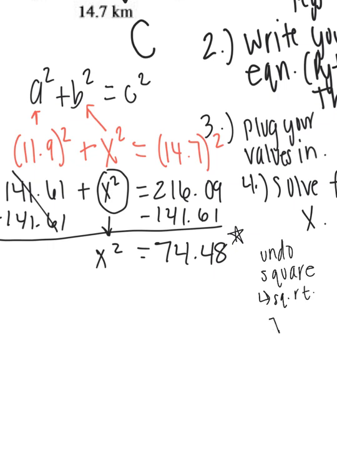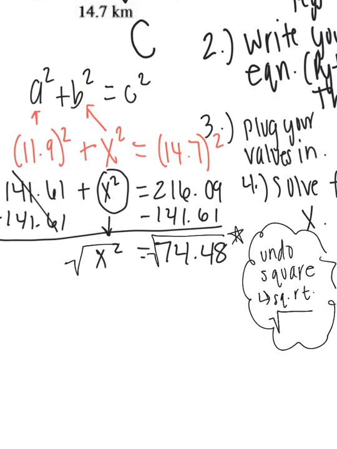So that's that little thing that looks like this. So there should be a button like that on your calculator. What you want to do is push that button and take the square root of 74.48, because we have to do this to both sides of the equation. So this is something you want to always remember. To undo the square, we have to square root it.